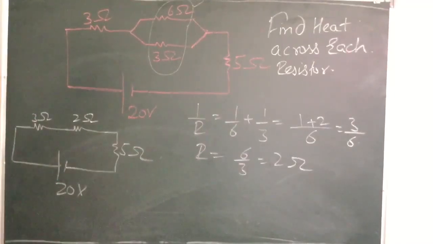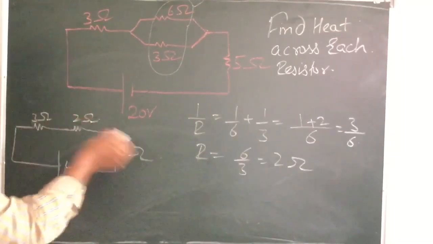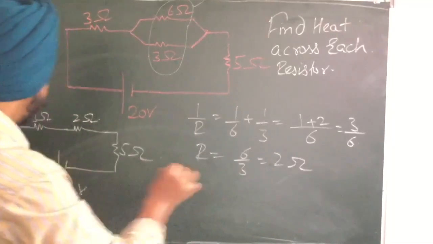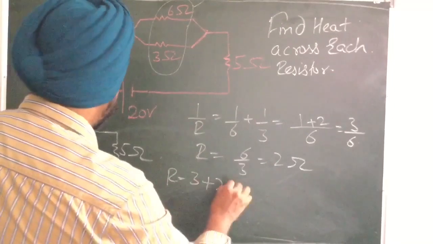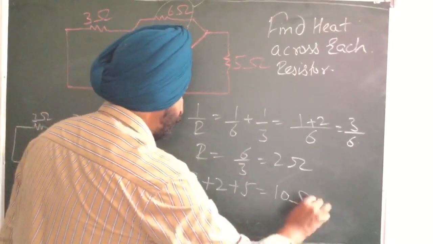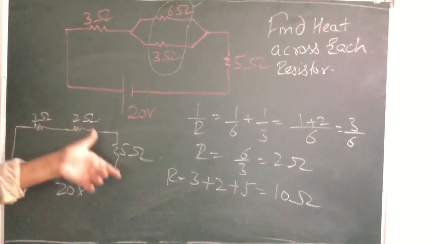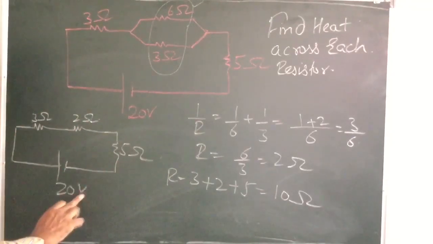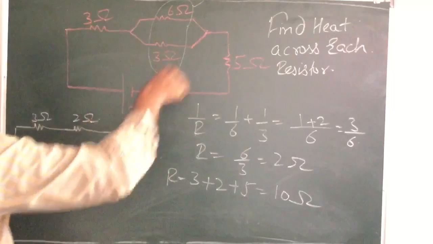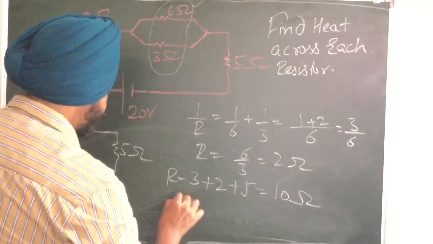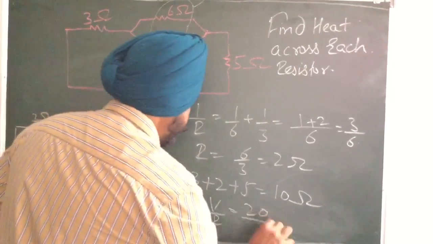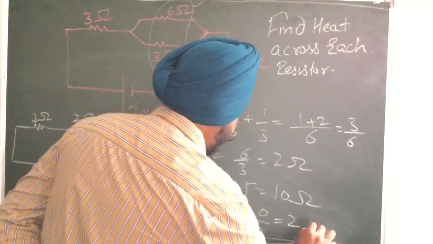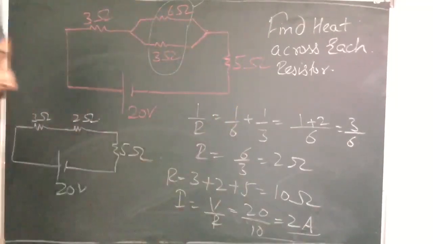Now we can easily calculate the current passing through this entire circuit. What is the total resistance of this circuit? As all these three are connected in series, it will be simply 3 plus 2 plus 5, that is equal to 10 ohm. So if net resistance is 10 ohm and voltage is 20 volt, what is the current passing through this entire circuit? I is equal to V by R. V is 20, R is 10. So net current passing through this circuit is 2 ampere.